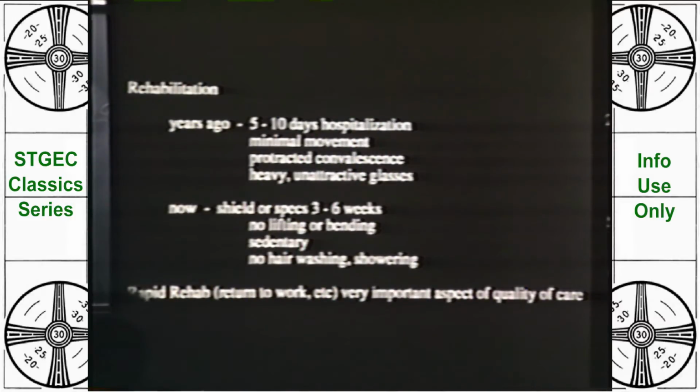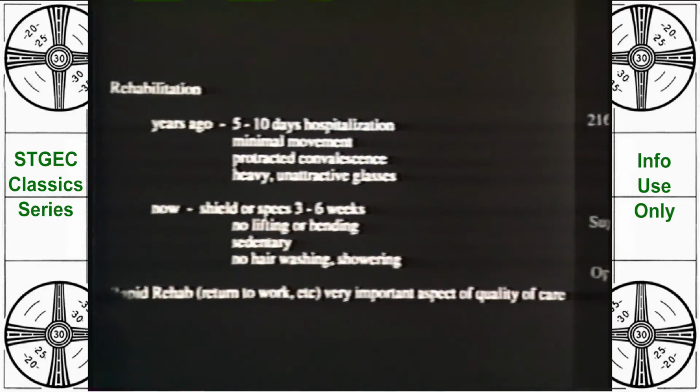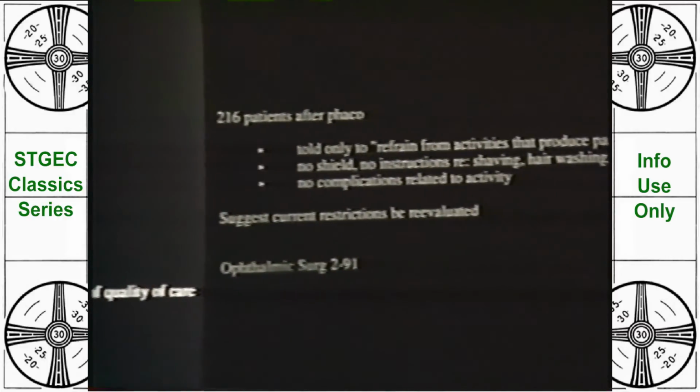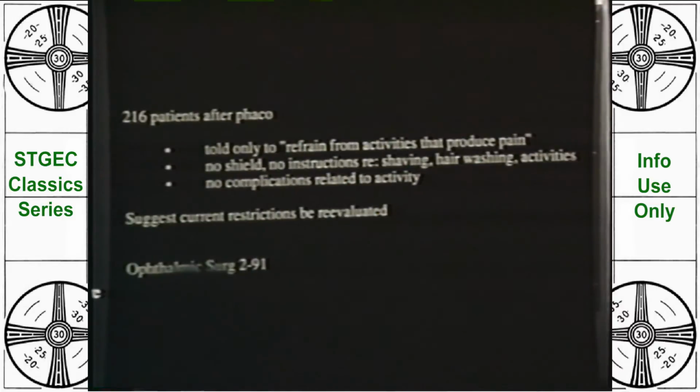Now, Dr. Olson out of Utah looked at 216 of his patients after phaco, and all he told them was, do whatever you want, but stop when it hurts. And they had no shield, no instructions regarding anything else, and there were no complications related to activity. So really, this just suggests that maybe we reevaluate our restrictions and do some more studies on this.